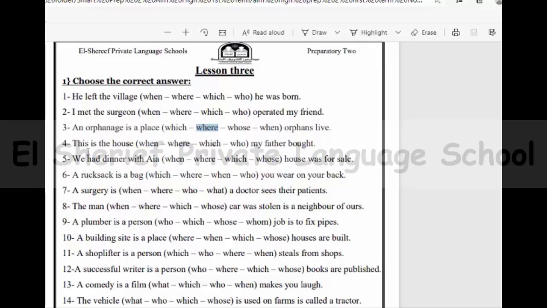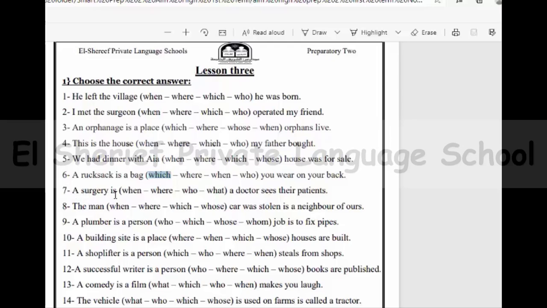Number 4. This is the house my father bought. The house is a place, but we treated it like an object, so we are going to choose the relative pronoun which. So this is the house which my father bought. Number 5. We had dinner with Aya. House was for sale. So whose house was for sale? Number 6. A rucksack is a bag you wear on your back. So is a bag which you wear on your back. Number 7.